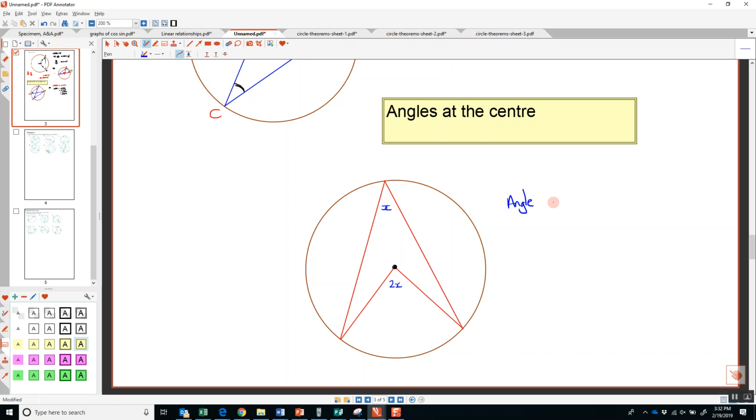So angle at center is double the angle at the circumference. These are the types of things as well. If you like cue cards, make them up, stick them on your wall, stick them above your bed so every time you wake up you see them and they get ingrained so you do not forget them.